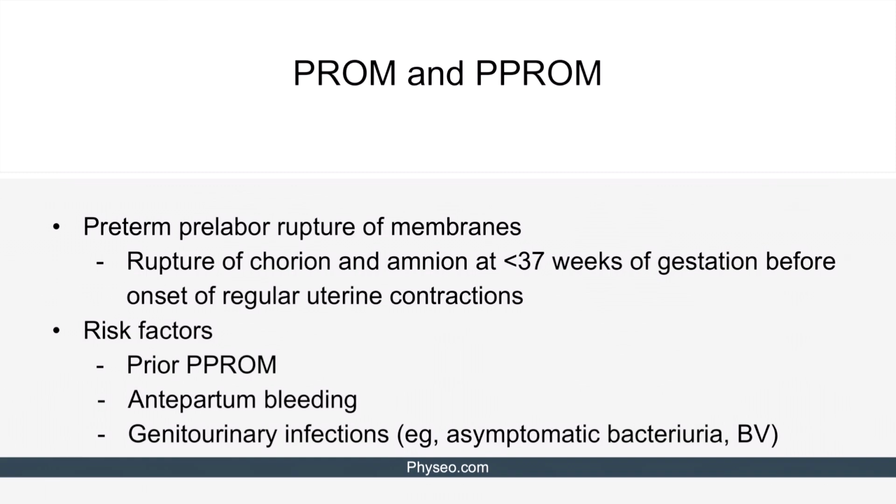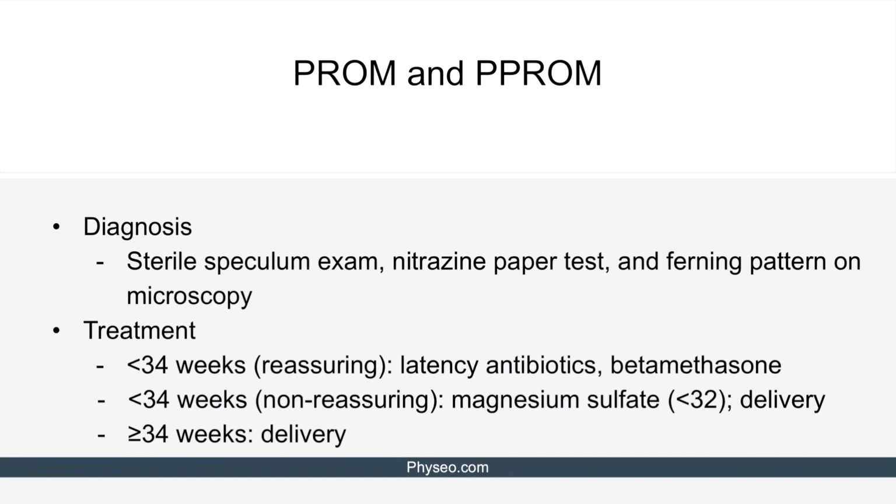Preterm pre-labor rupture of membranes, or PPROM, is the rupture of the chorion and amnion at less than 37 weeks of gestation before the onset of regular uterine contractions. Risk factors for PPROM are a history of prior PPROM, antepartum bleeding, or genitourinary infections like asymptomatic bacteriuria and bacterial vaginosis. The diagnosis of PPROM occurs the same way as for PROM.